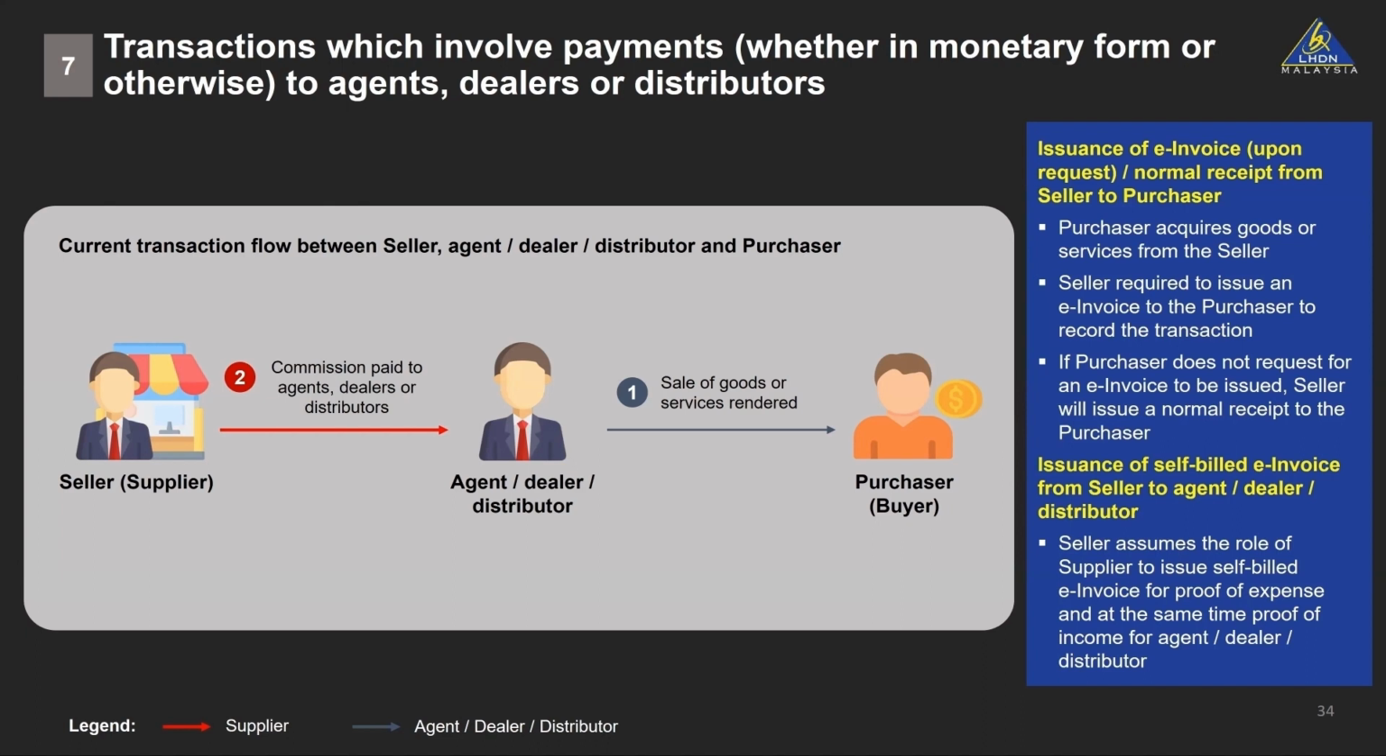Okay. Sekiranya transaction occurrence, the third party become eligible to receive a commission payment from the supplier. The seller, assuming the role of the supplier, will issue a self-bill invoice to document expenses, that is commission payment to third party, and record income to the agent or third party as a commission.